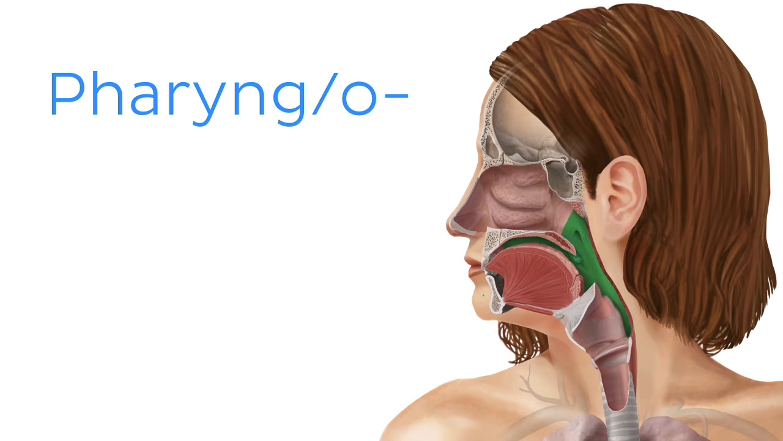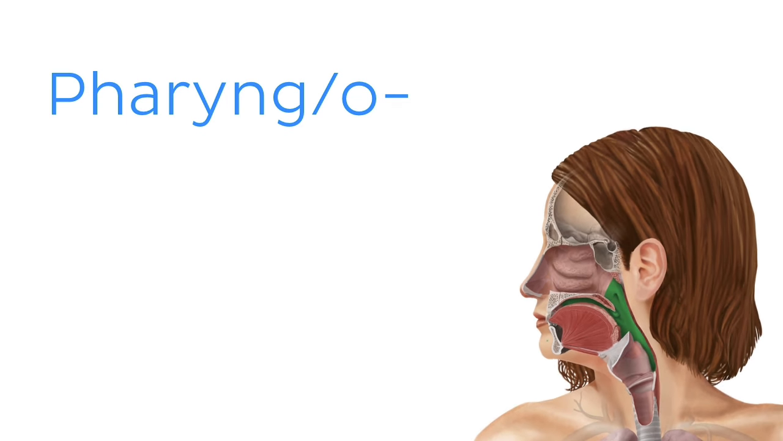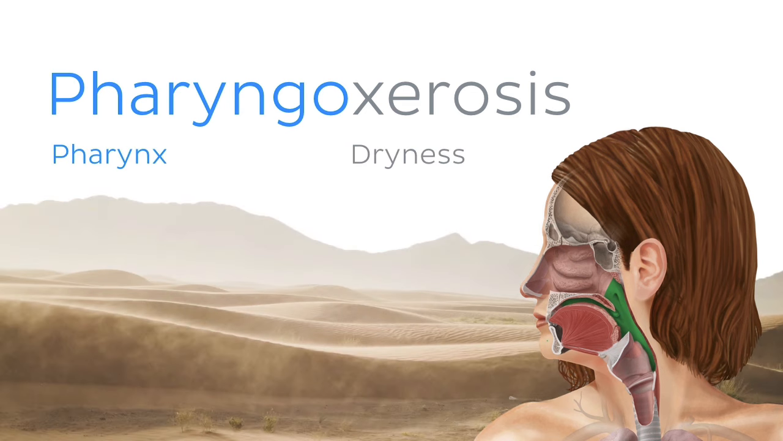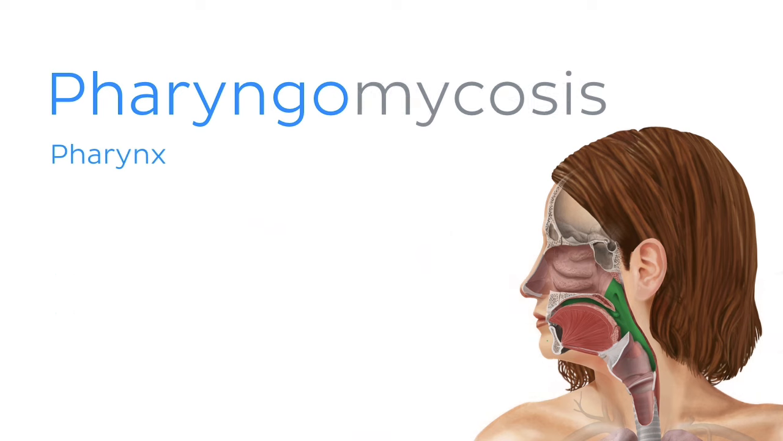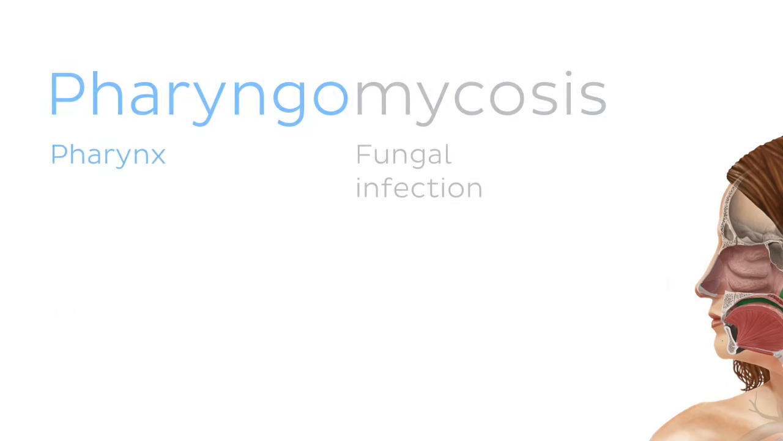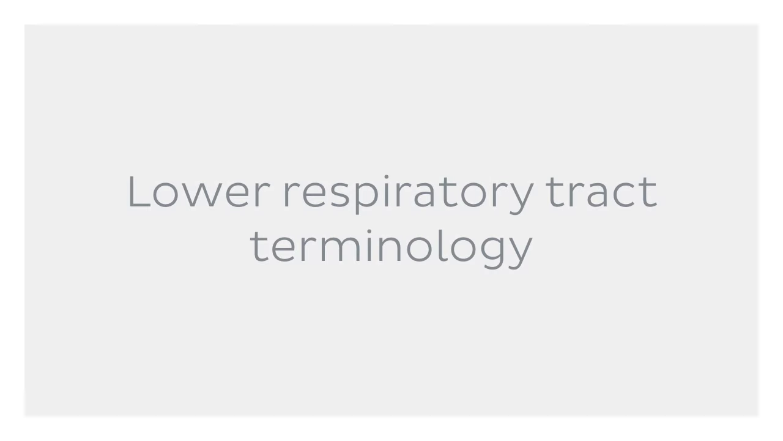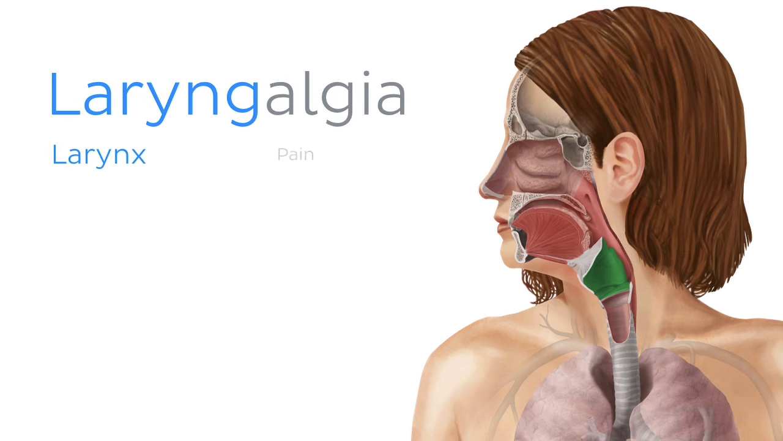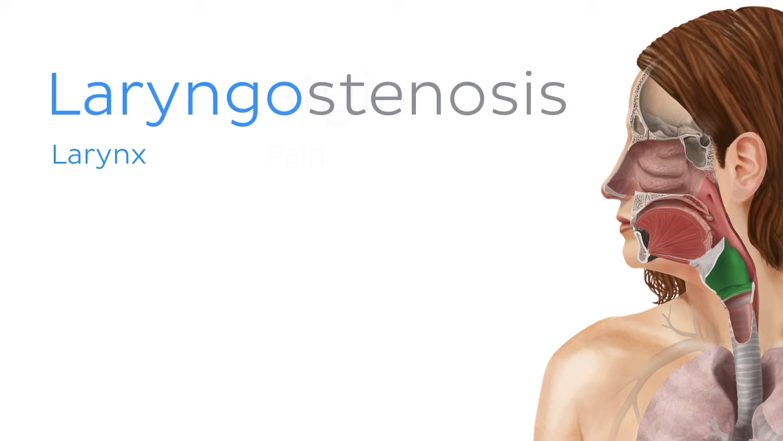The root pharynx or pharyngo with the O at the end also pops up in terms like pharyngoxerosis, meaning dryness of the pharynx, and pharyngomycosis, which is a fungal infection of the pharynx. Now that concludes the upper respiratory tract, and we move on to the lower tract. Here we have the root larynx or laryngo with the O at the end, which of course relates to the larynx. It's used in terms like laryngalgia or laryngostenosis, which is narrowing of the larynx.